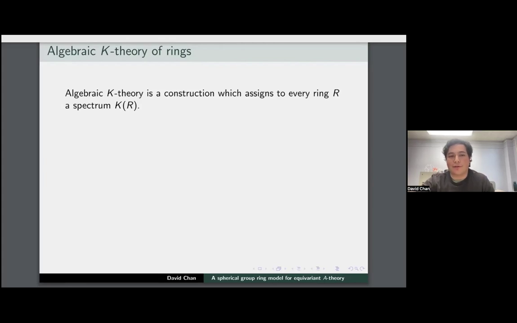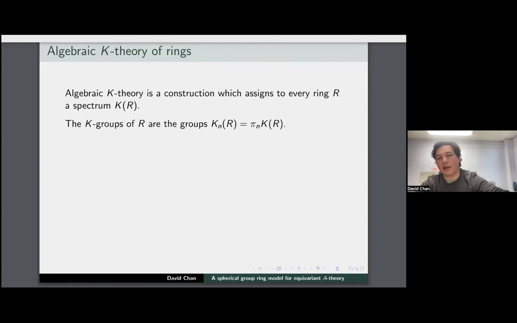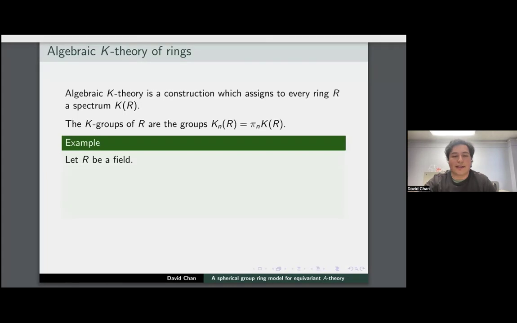And we are allowed to take our spectrum and abstract some groups out of it by taking homotopy groups, and we call these the K groups of the ring that we started with. And I want to just walk through an example to get a sense for what these things look like and talk about what they do. So of course, the example I want to start with is we're going to take R to be a field, and we're going to walk through the first couple K groups of interest.